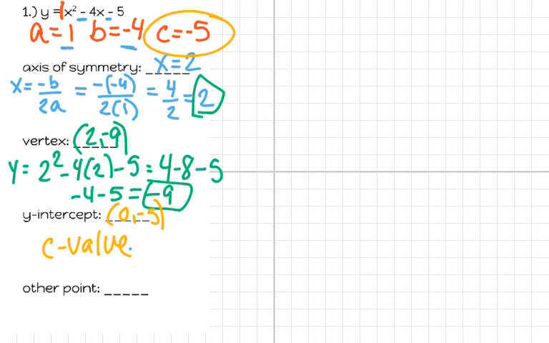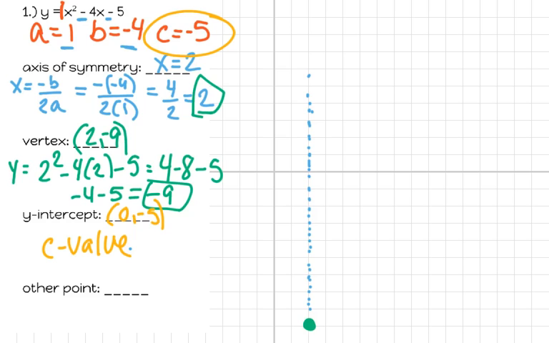So again, we start with the vertex at 2, negative 9. So 2, negative 9 is all the way down here. That's my vertex. And then the axis of symmetry is basically just this imaginary line going vertically through the vertex. So straight through the vertex. And again, it's an imaginary line. We use a dotted or a dashed line.